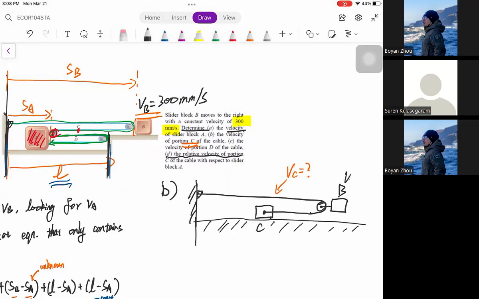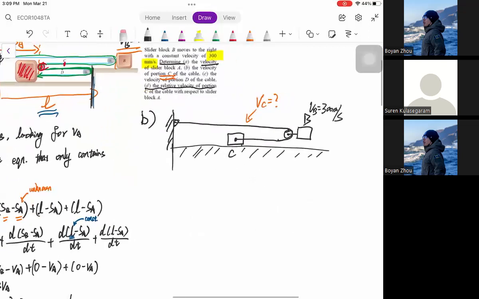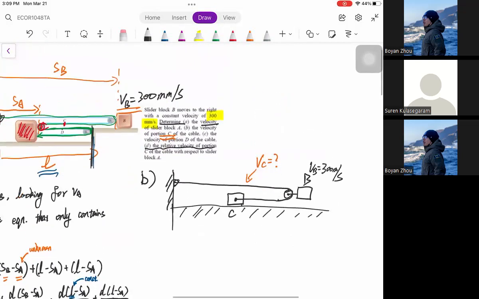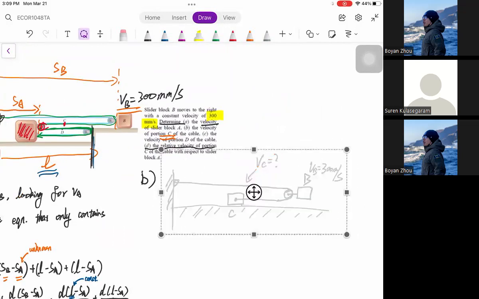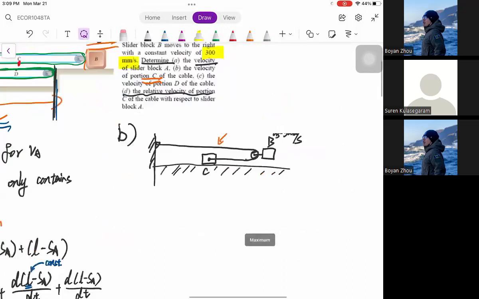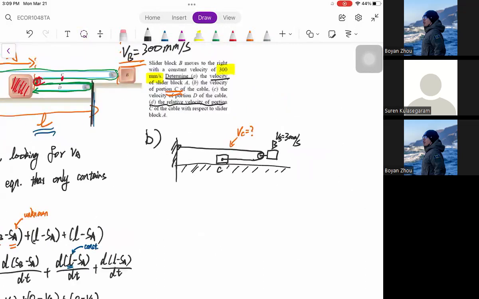VB is given, and we're just looking for VC. We don't need to worry about the rest of the cable, since we're only calculating the velocity at point C, and it's right on the cable. So when you have a question asking for the velocity of a point on the cable, we can always simplify the model like this. Then it's going to be easier.